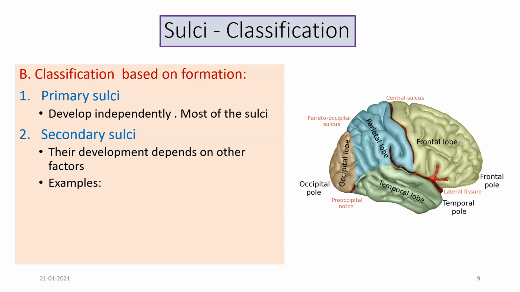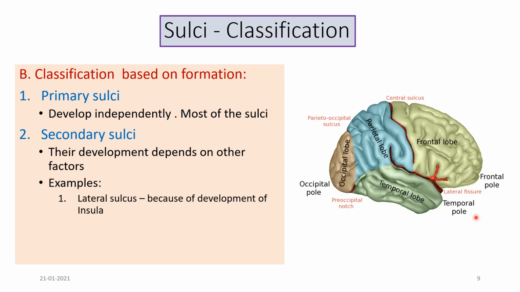What are the examples for the secondary sulci? The lateral sulcus, which you will see on the superolateral surface. We are seeing the lateral sulcus which starts on the inferior surface in relation with the interpeduncular fossa. So from there it is coming onto the superolateral surface. So the lateral sulcus formation is dependent on something else.